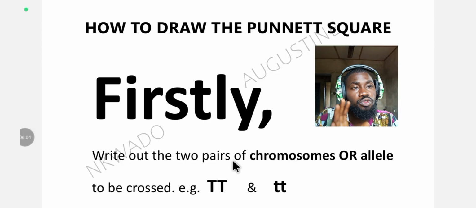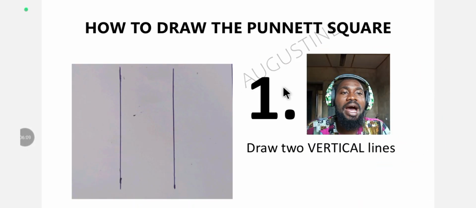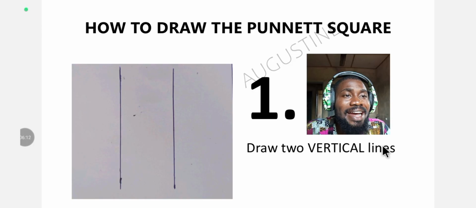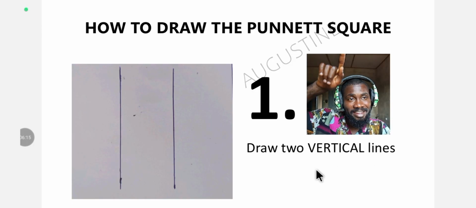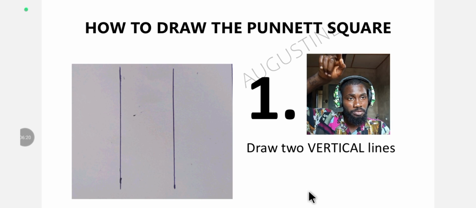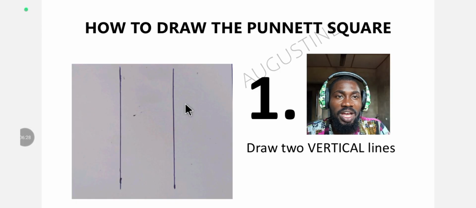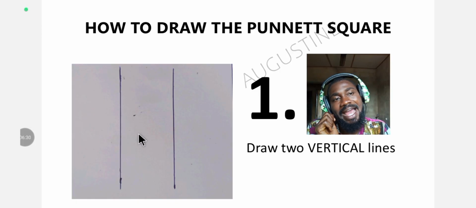So let's look at the first step of drawing the Punnett square. Number 1: draw two vertical lines. You know what a vertical line is now? From up to down or from down to up. That's a vertical line. Draw two, set them apart, just like the illustration you are seeing on the diagram located on the left-hand side of your screen.